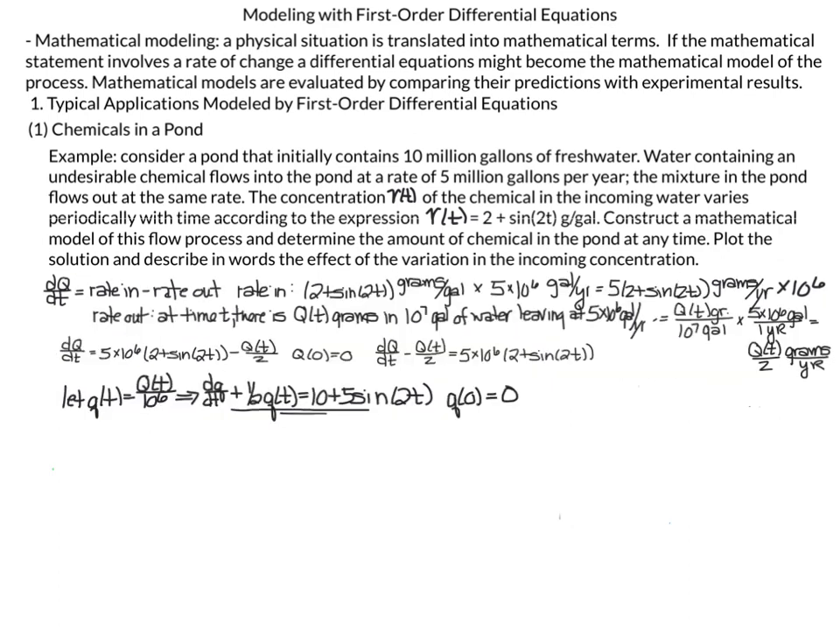I've summarized everything here. Our dQ/dt is rate in minus rate out, how we got rate in, how we got rate out, and then dQ/dt is here, and then we substituted so that little dq/dt is basically this expression divided by 10 to the 6, so we could get rid of this here. So we have dq/dt plus 1/2 q of t is equal to 10 plus 5 sine of 2t, q naught is equal to 0. Now we have to consider, should we use integrating factors or separable equations? I look at this and I see that y, which is equal to q, is first order.